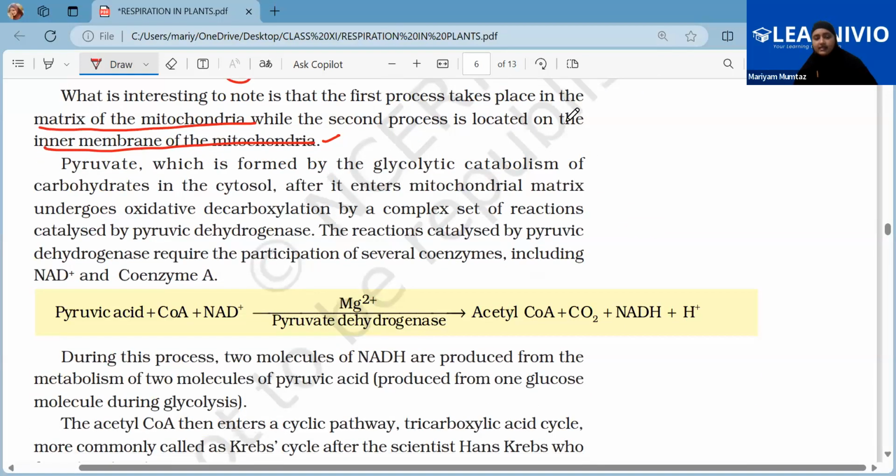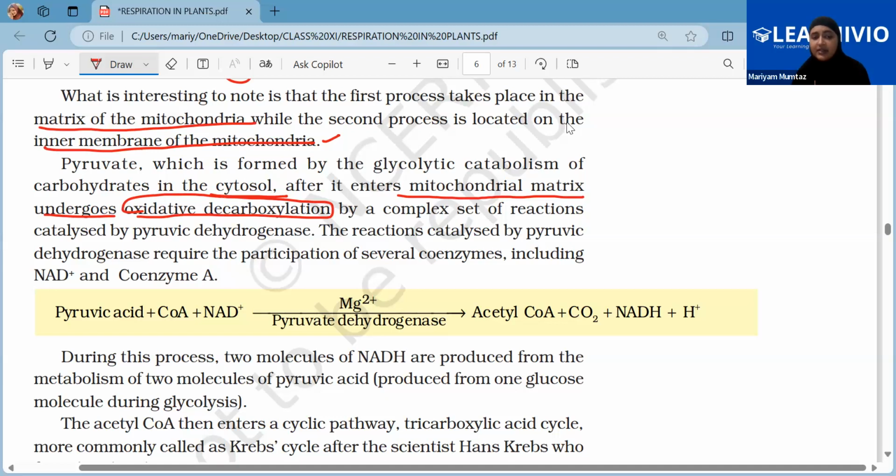Now, pyruvate or pyruvic acid, which is formed by the glycolytic catabolism of carbohydrates in the cytosol. See, cytosol is another word for cytoplasm. After it enters the mitochondrial matrix, it undergoes oxidative decarboxylation. As soon as the pyruvic acid enters the mitochondrial matrix, it undergoes a process which is known as oxidative decarboxylation.